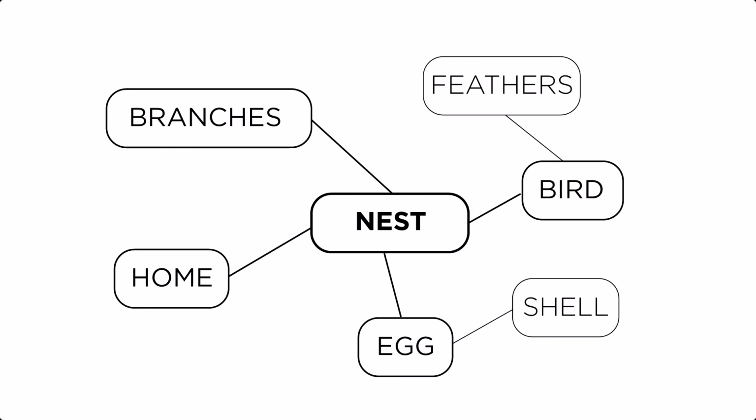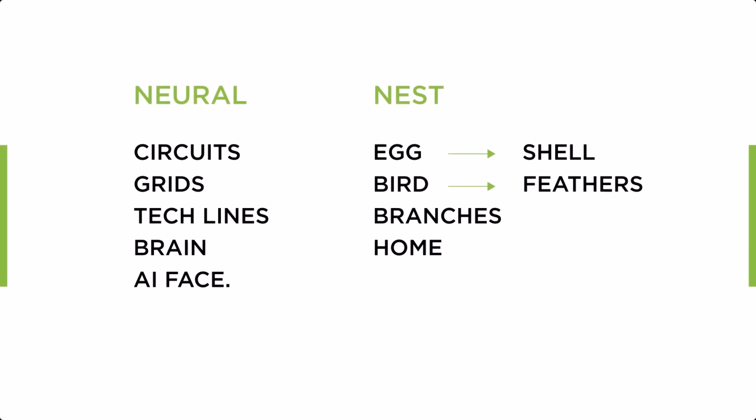Once I had the full spread, I split everything into 2 lists, structured tech versus organic comfort. I crossed off the cliches, things like the AI face and the brain. Those visuals are too common and wouldn't help the brand stand out. Then I looked for points where the 2 lists could meet. That's where the magic starts to happen.